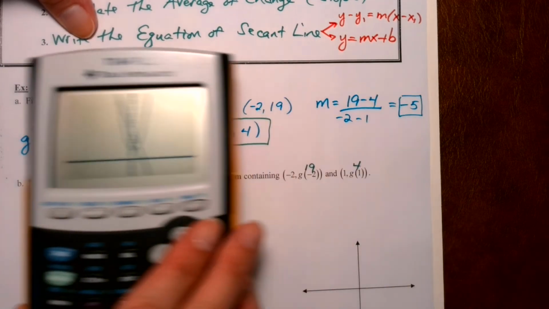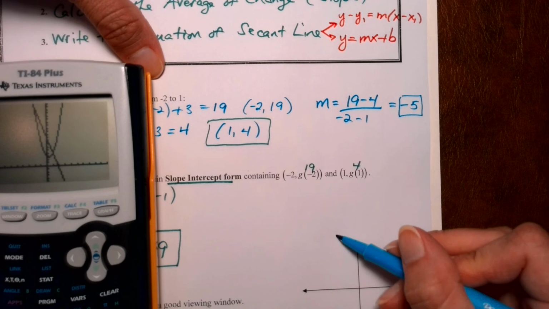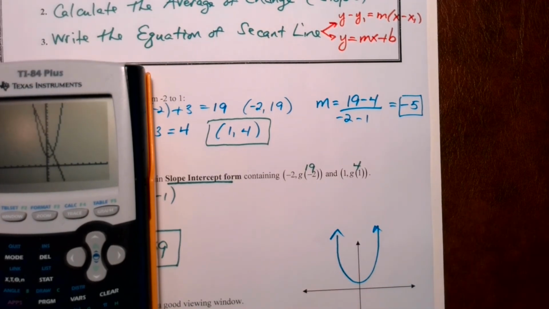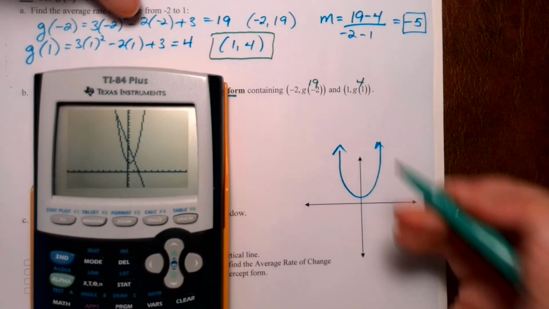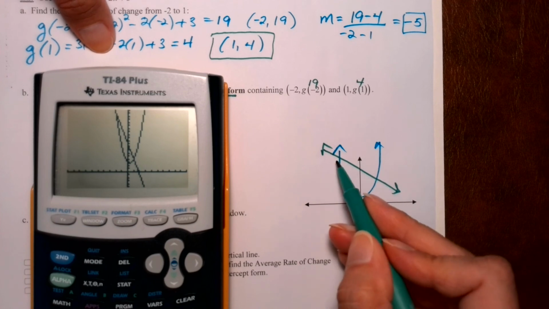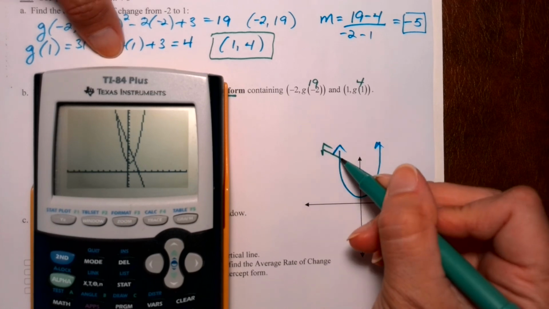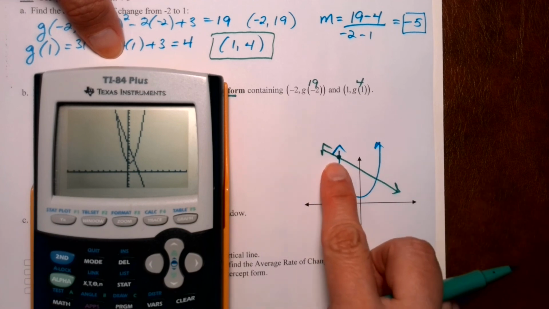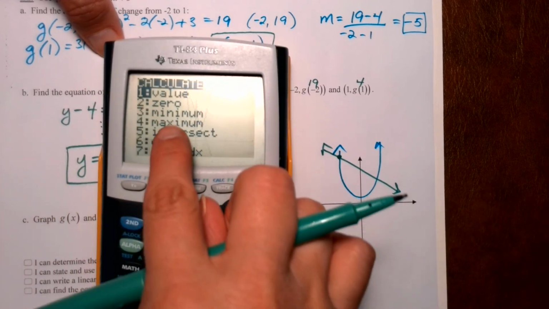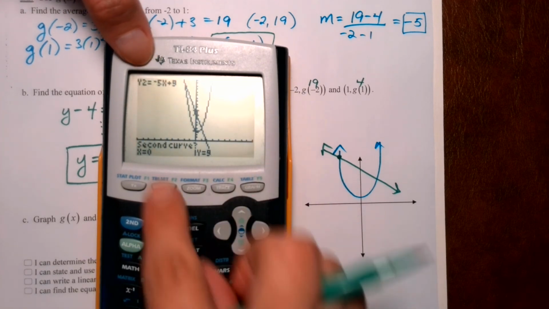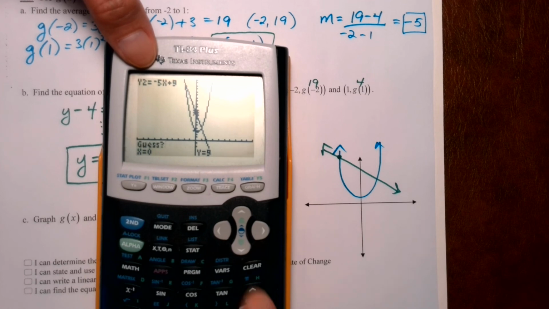So g of x, the parabola, looks like this. And the equation of the secant line that we figured out is going like this. Now the question is, what are these points? I'm going to do intersection to see what point that is. Second, calculate, intersection. Y1, the parabola, enter. Y2, enter. Now I'm going to go over here and see what this point is.